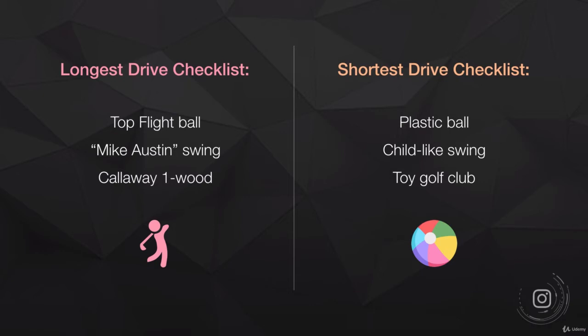If you want to get a golf ball to go as short as possible, you want to use a plastic ball, a childlike swing, and a toy golf club like in those examples. If you want the golf ball to go as far as possible, you're going to need whatever ball Mike Austin used, so we're going to say it's a top flight ball. You're going to need his exact swing, and you're going to need his exact club. And if you can match these three factors, you too can hit a golf ball as far as Mike Austin.